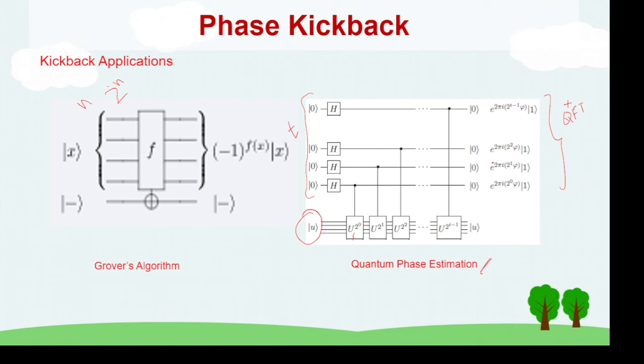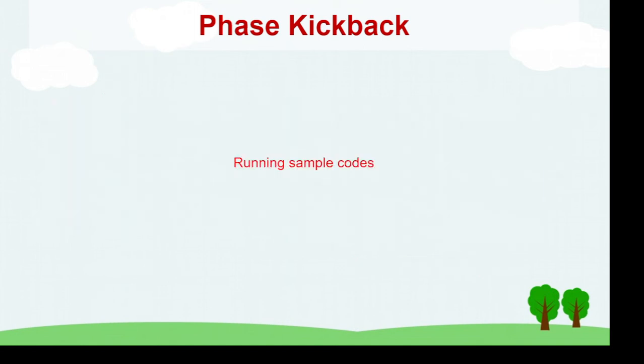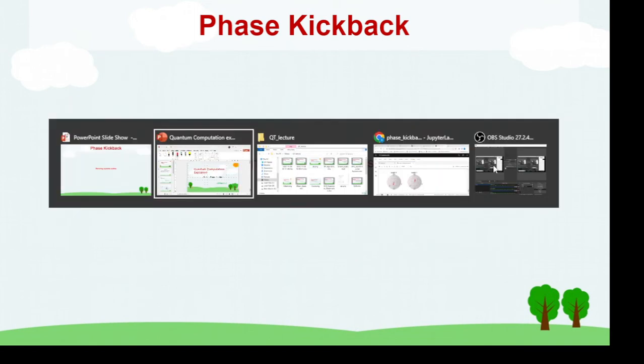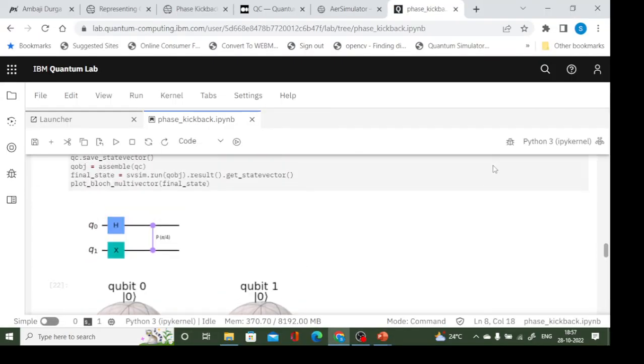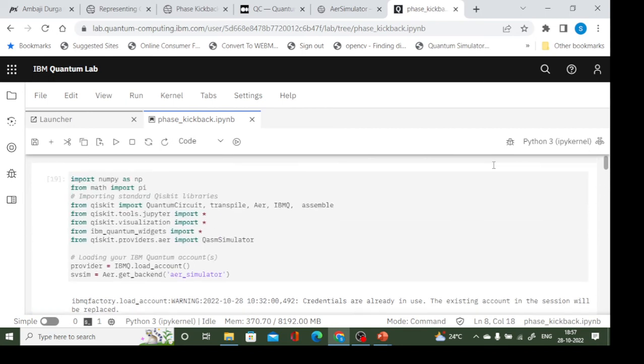Okay, I hope you have got some idea about phase kickback. Possibly we'll have one or two sample codes running. So let me take you to the IBM Qiskit site. I already have the code here, and this is given by IBM Qiskit, except that I removed some statements which I felt irrelevant.